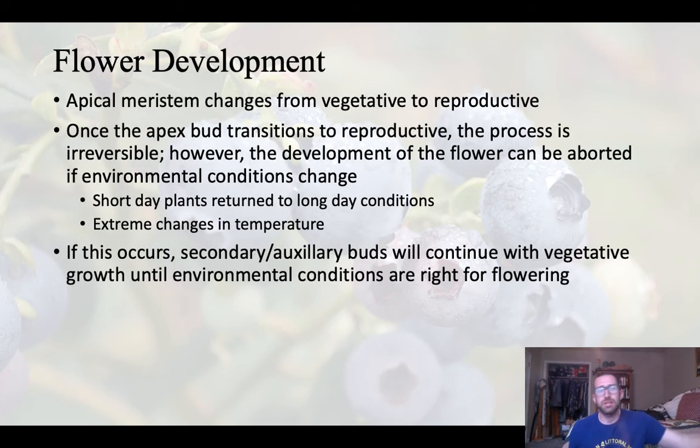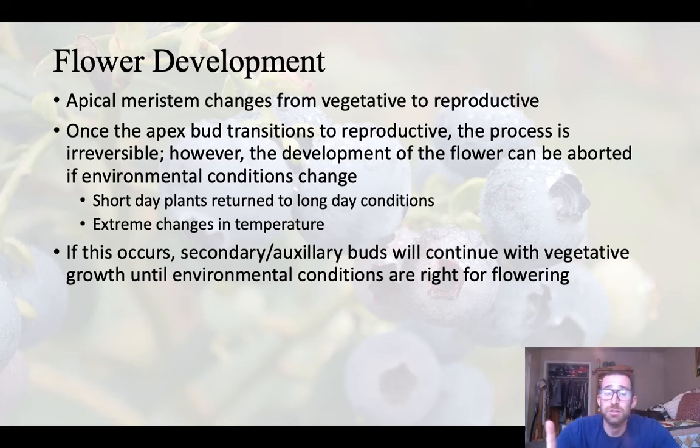Okay, so that's flower induction. Now, flower development. So what's happening is your apical meristems, like I said in the beginning, are transitioning from vegetative to reproductive. Now, once this occurs, once that apex bud transitions, the process can't be reversed, right? So once it transitions to being a reproductive bud, you can't go back. However, the development of your flower can be aborted if conditions change, right? So if you had short day plants and somehow it returned to long day conditions, or if you had maybe extreme changes in temperature, your plant can abort those flower buds and not fully develop them.